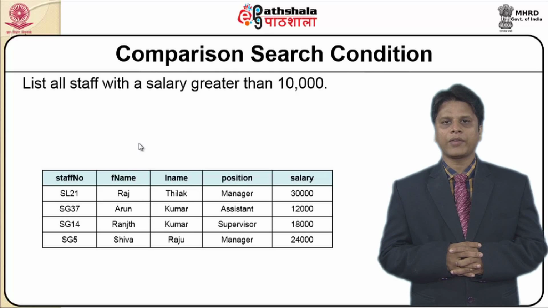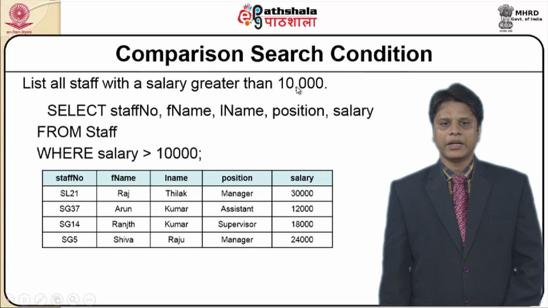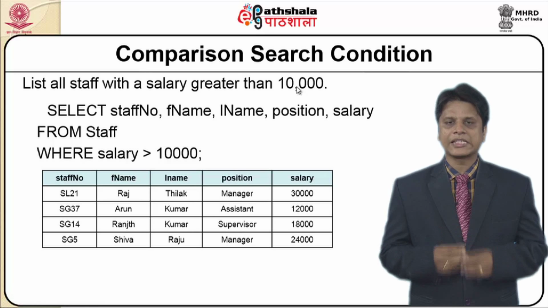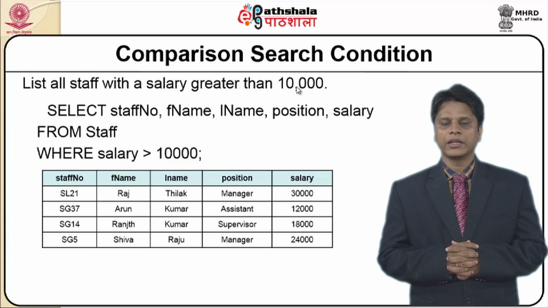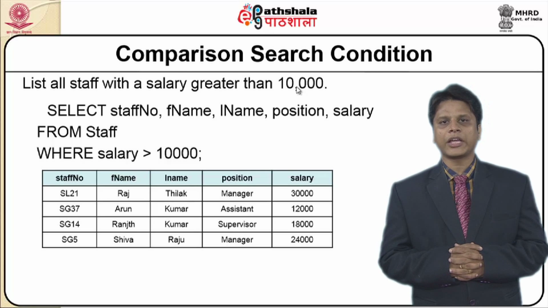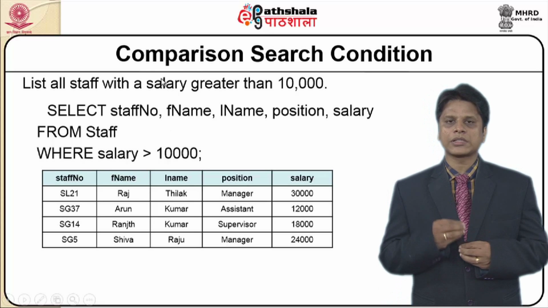For using this WHERE, we may have to go for some comparison search condition. My query here is: list all staff with salary greater than 10,000. In this particular case, we might write a very simple query. Select staff number, first name, last name, position, salary. Instead of that, now that we have learnt, we can use a star. This entire list of 5 attributes can be replaced by a star. Select star from staff where the salary is greater than 10,000.